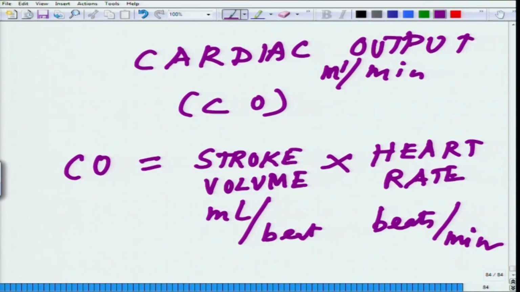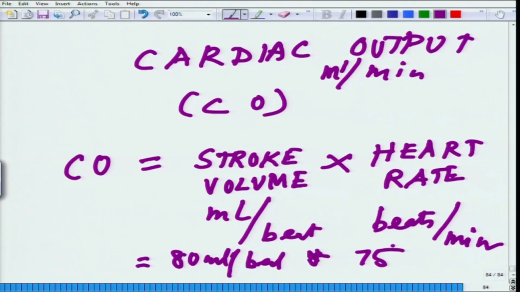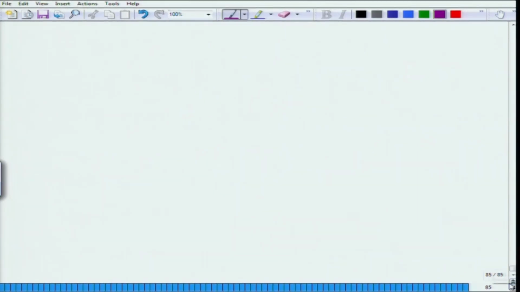So, say for example, if we get two values, you have a stroke volume of say 80 ml per beat and you have a heart rate of 75. So, that sums up to approximately 6000 ml per minute, which is around 6 liters per minute, if I just change the unit. Okay. So, cardiac output is equal to stroke volume multiplied by heart rate.